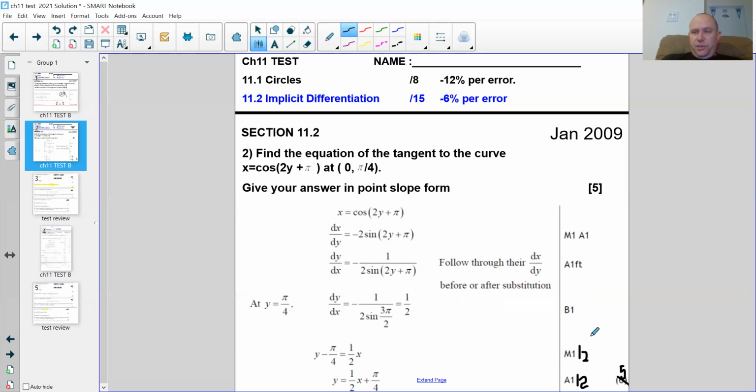So I changed the question just a little bit. They gave the extra point for actually going into slope intercept form. I just decreased that, I didn't think it was worth 2 points when most of the focus is on implicit differentiation.